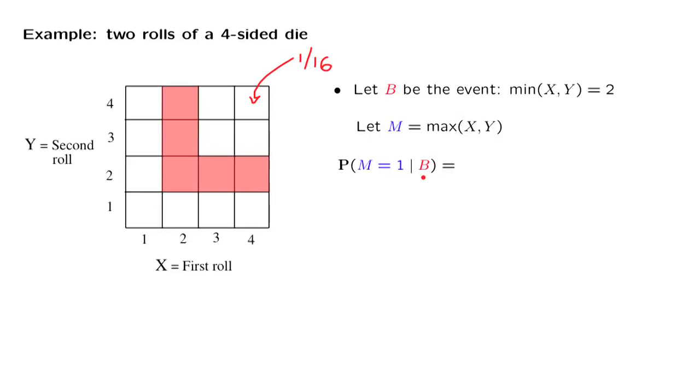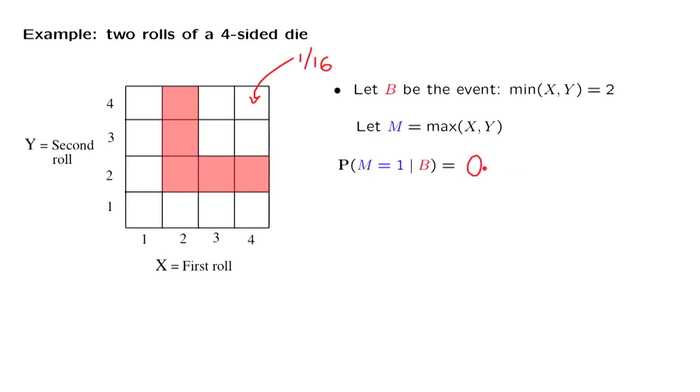So this is the conditional probability of this particular outcome. Well, this particular outcome cannot happen. If I tell you that the smaller number is 2, then the larger number cannot be equal to 1. So this outcome is impossible, and therefore this conditional probability is equal to 0.